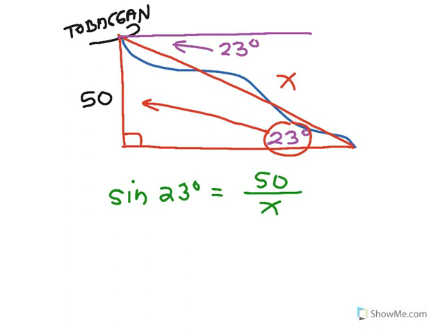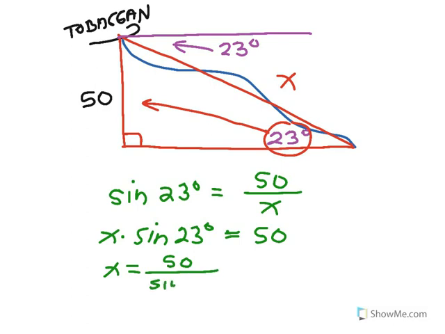So x times the sine of 23 degrees should be equal to 50, just using my algebra. So dividing both sides by the sine of 23 degrees, x is equal to 50 over the sine of 23 degrees. And this is, again, a good approximation. So x is about 128 meters. So that's a pretty nice long toboggan run.